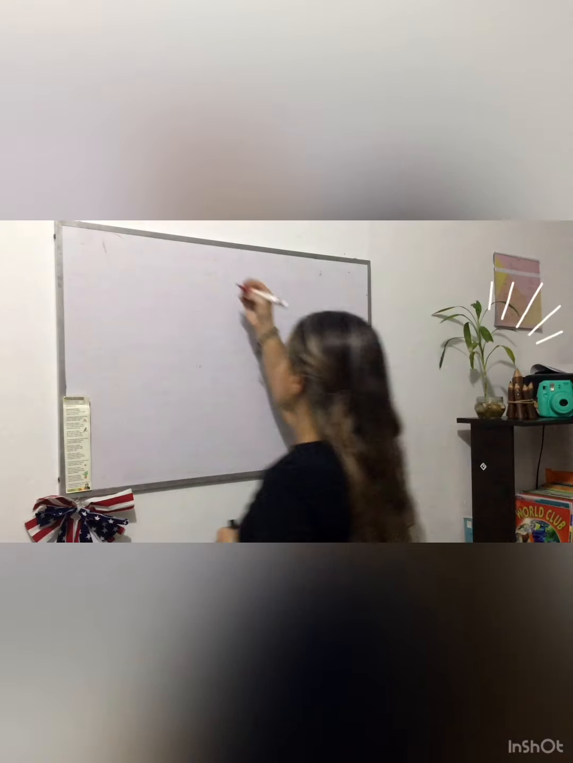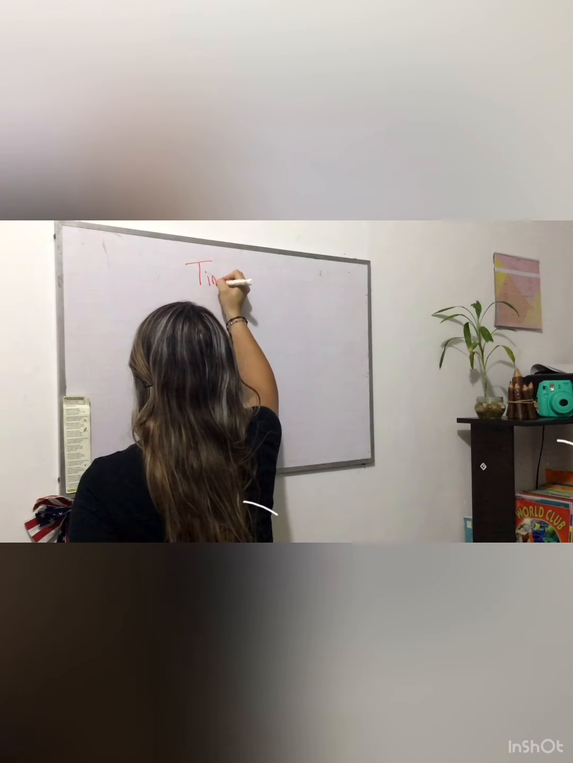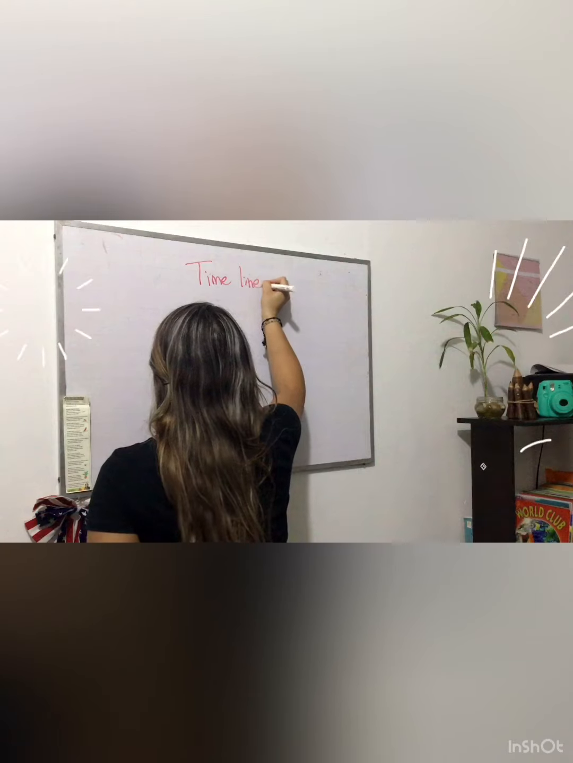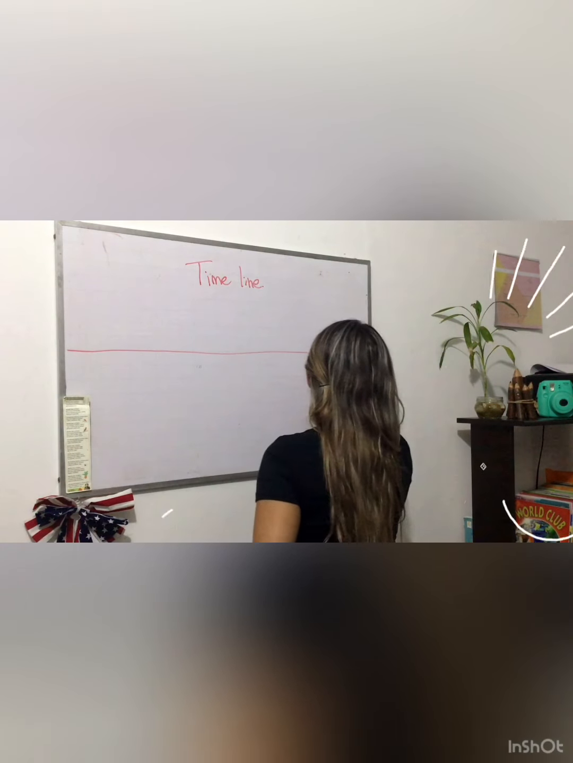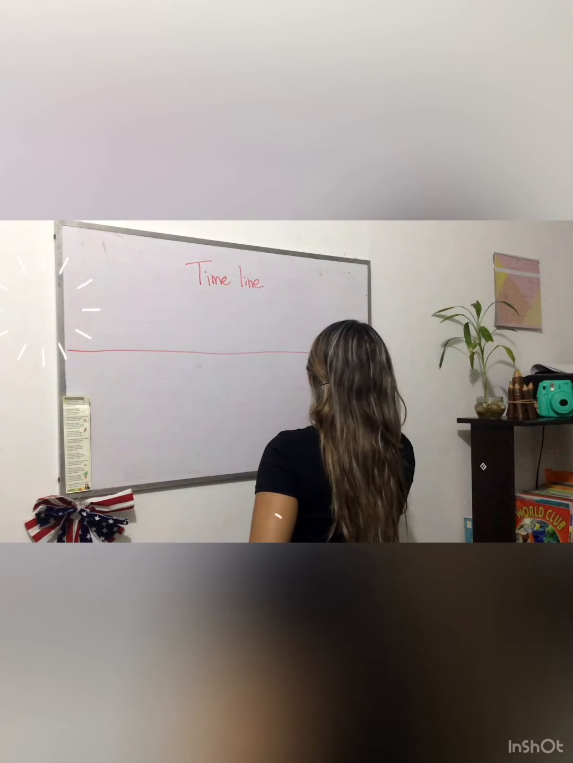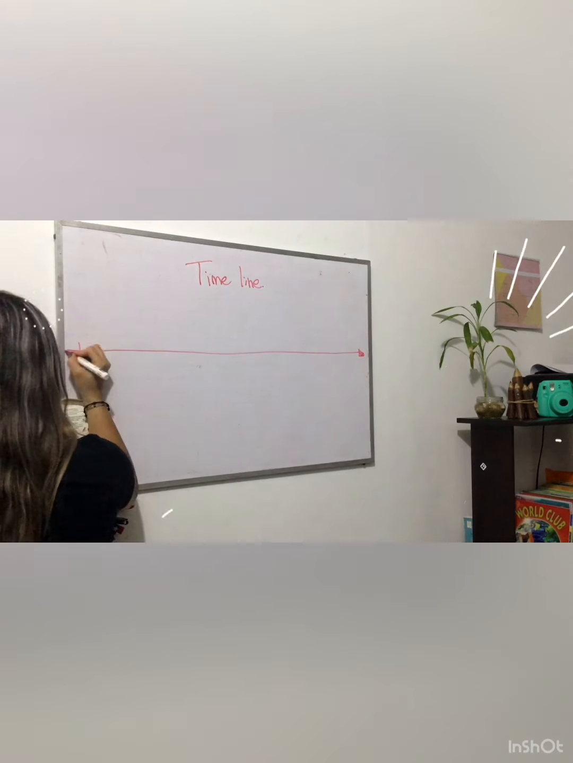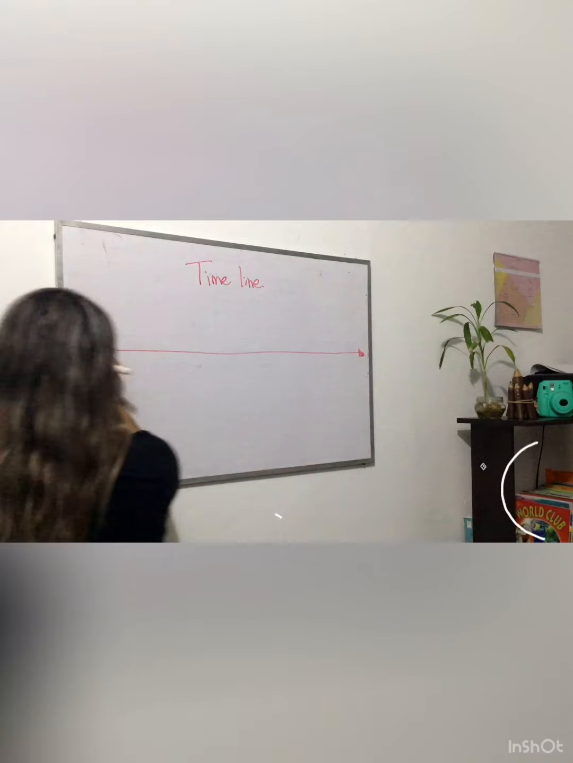Okay, so now we are going to start with the timeline. Yes, we are going to organize Maria's story. Vamos a organizar la historia de María en un timeline. Okay, so here I have timeline. This is a timeline, so you have one line, then you have one arrow, and then you have the second arrow. Okay, there we go.